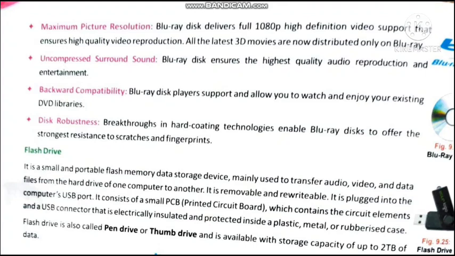And you know where it is inserted? On the USB port of your computer. You must know the full form of USB. It is Universal Serial Bus. You can write it somewhere if possible. Universal Serial Bus. Then it consists of a small PCB which contains the circuit elements and a USB connector that is electrically insulated and protected inside a plastic, metal or rubberized case. It is also known as pen drive or thumb drive and is available with storage capacity of up to 2 TBs of data. So this was all about secondary storage devices.